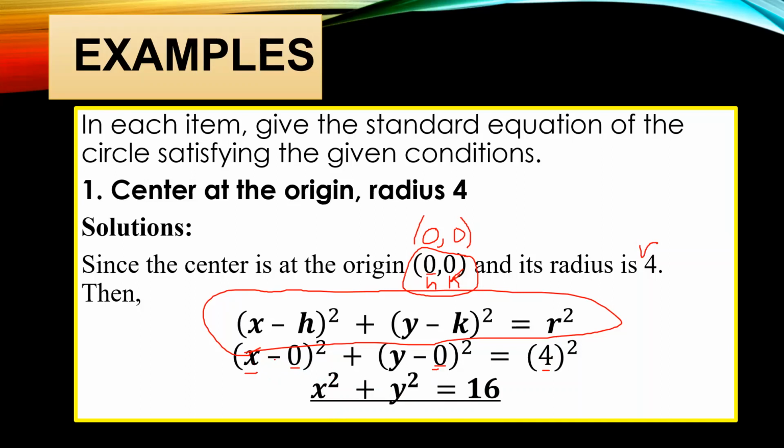Why? x minus 0 is x, then we square the x. Then y minus 0 is y, then square, so that is y squared. Then 4 squared, or 4 times 4, is 16. Therefore, the standard equation of the given condition, which is centered at the origin and radius 4, is x squared plus y squared is equal to 16.